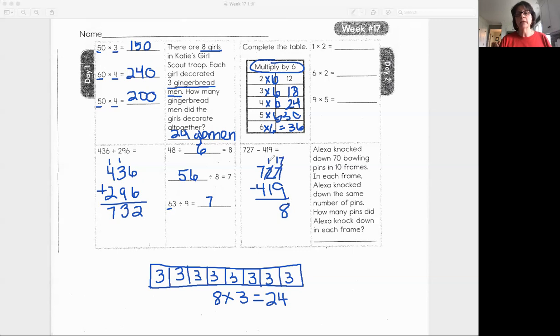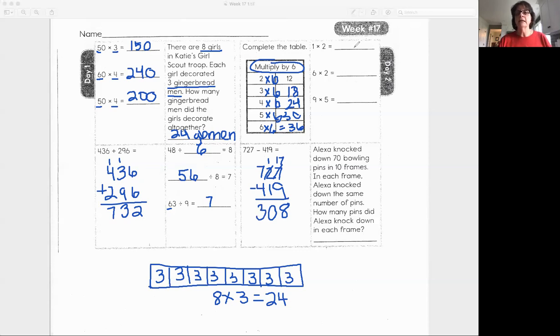17 ones minus 9 ones gives me 8 ones. Now I'm going to subtract the tens place. I have 1 ten left here. I'm taking 1 ten away, so that will give me 0 tens. And then last but not least, 700s minus 400s gives me 300s. So 727 minus 419 is 308.